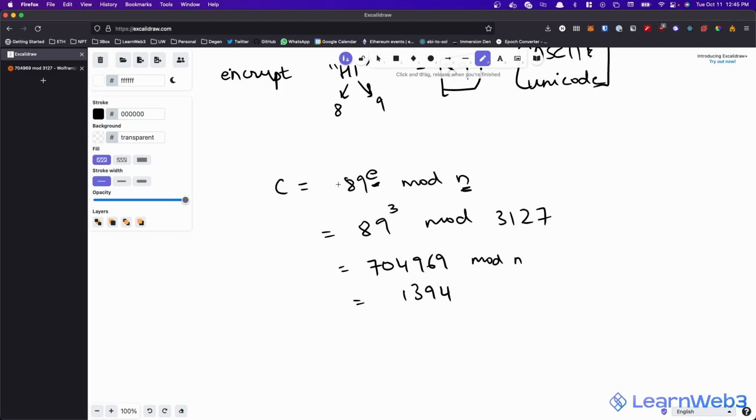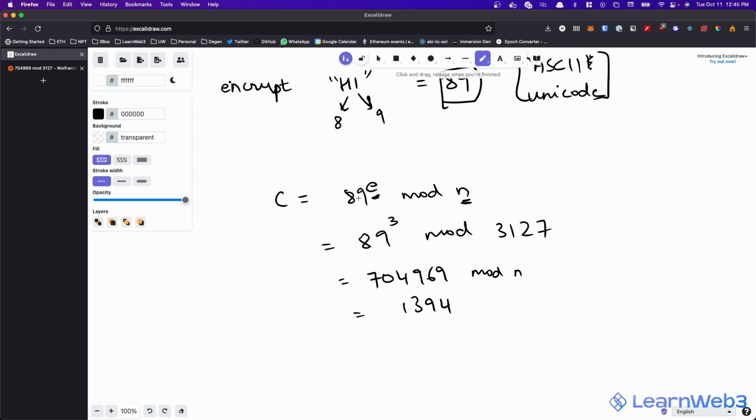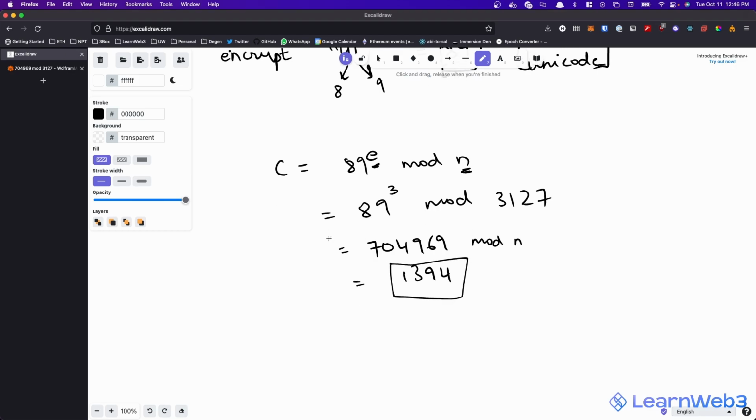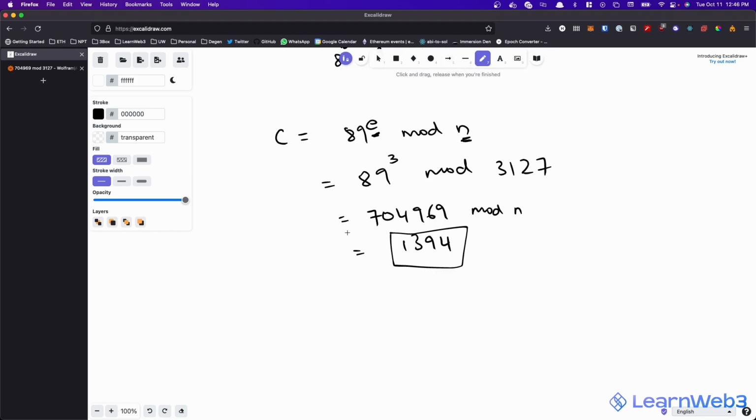You take these two values and you calculate the ciphertext for me. So you take your message 89, you raise it to the power E mod n, both parts of my public key, and you now have the ciphertext 1394. You send this back to me, and on my end, I can decrypt this data.